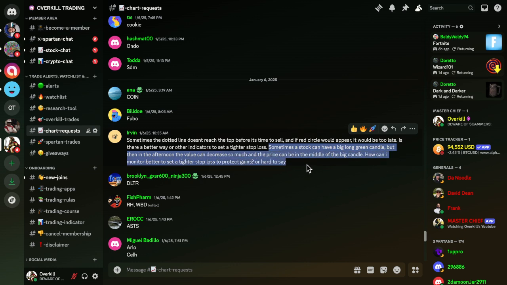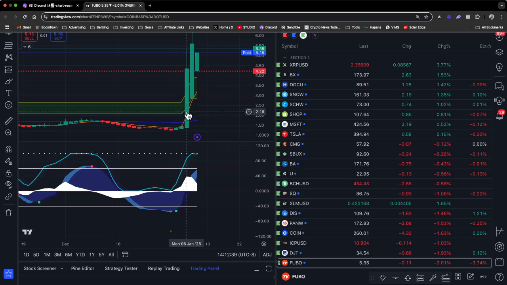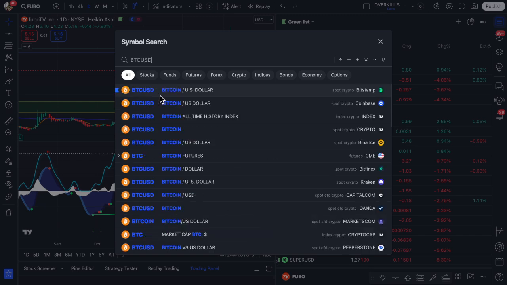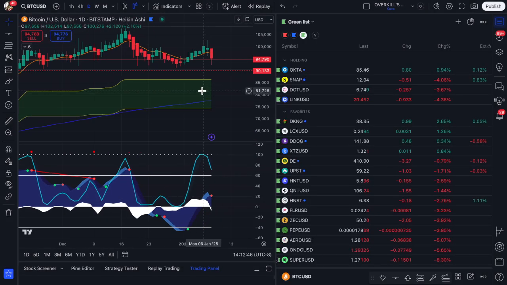How can I monitor better for stop loss? Yeah, so there's no real perfect way to do this, guys. There's no real perfect way to set a stop loss. You just kind of have to use your instincts. What I do is I just pay attention to what the dot is telling me.